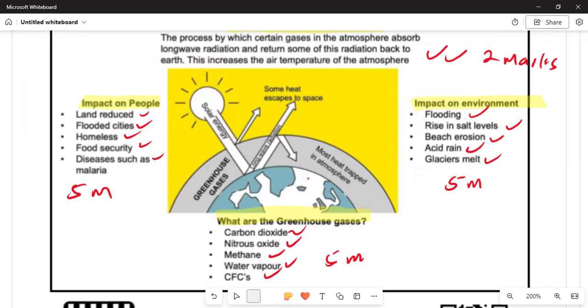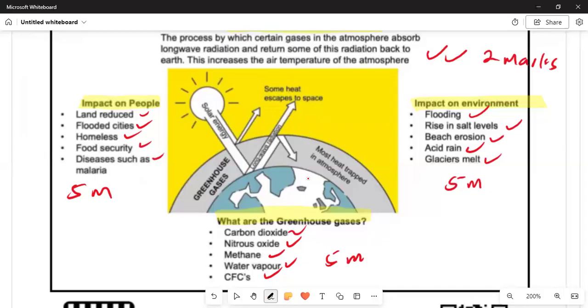And then how does it have an impact on people? It is a negative impact. Number one, the land is reduced. Number two, people are left homeless because of the destruction that is going to take place. And if there is destruction, there will be food insecurity, and diseases such as malaria will dominate. And then we have the impact on the environment. What can be the impact? Number one is flooding. Number two, the rise in sea levels. Number three, beach erosion. Number four, acid rain.